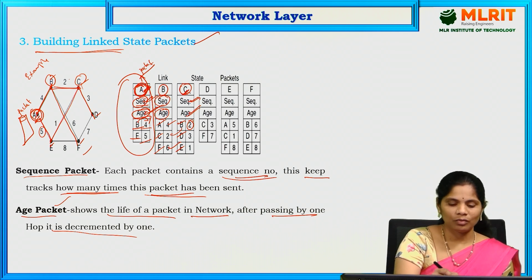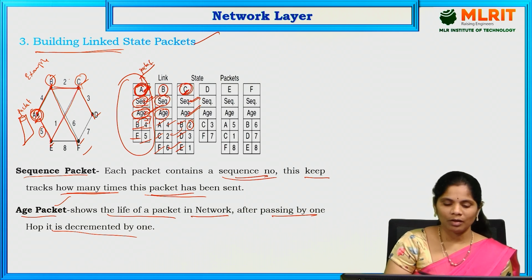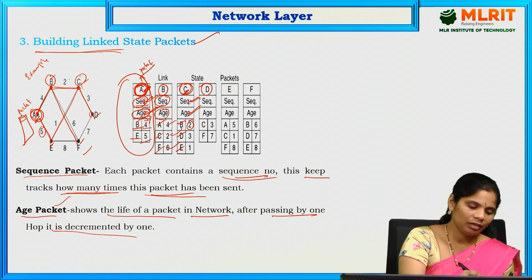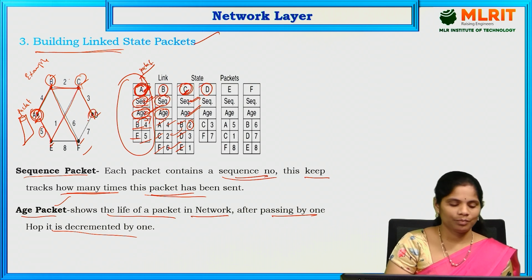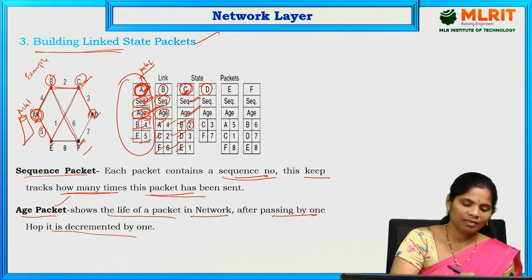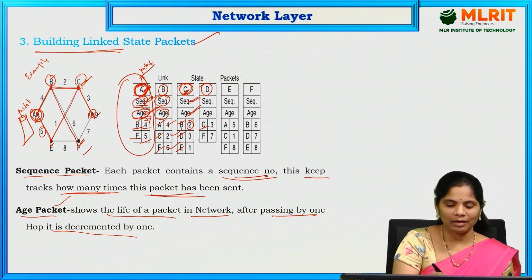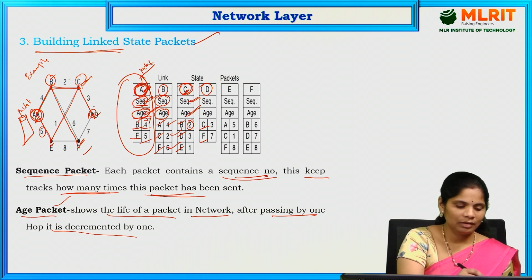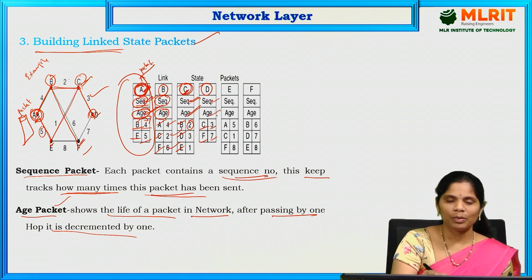Like this we have to construct the packet for each and every router. So for D we have to construct. D's links are C and F. C and F are the neighbors of D. So the distance from D to C is 3 only, and D to F is 7. Sequence and age packet as it is.